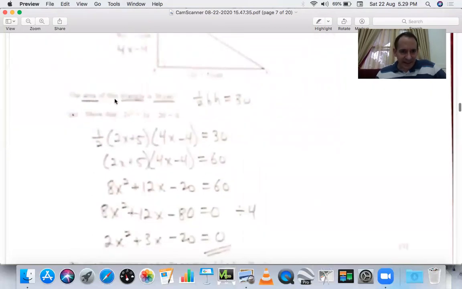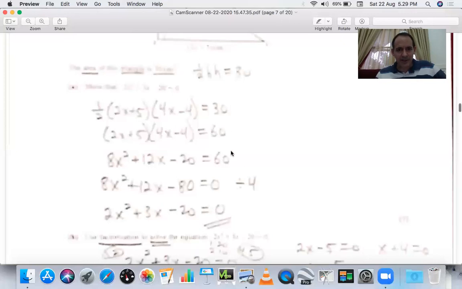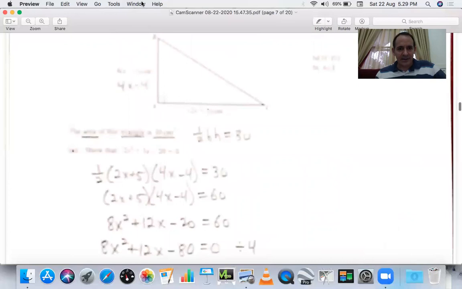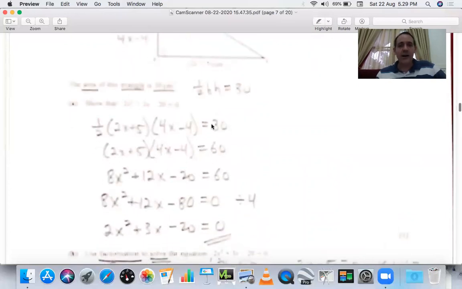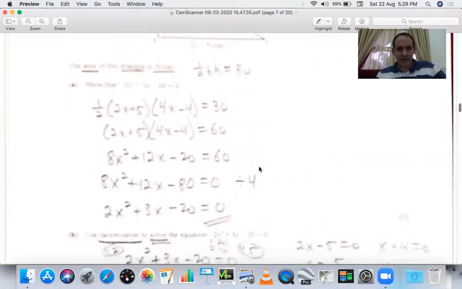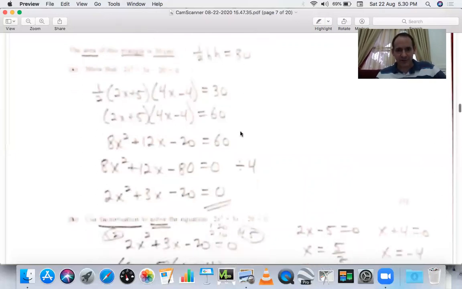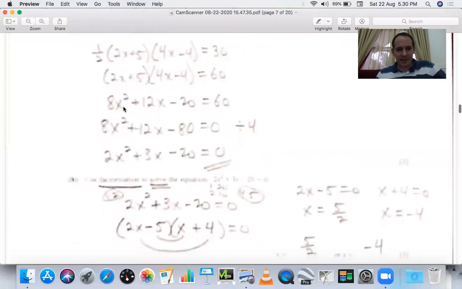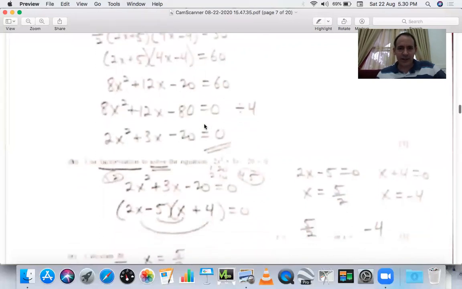Then it says the area of the triangle equals 30. So that's why area of a triangle is 1/2 base times height equals 30. So I just put in the parts. 1/2, the base is 2x plus 5. The height is 4x minus 4. The area is equal to 30. So I just multiplied the 2 from the 1/2 to the other side to give 60. Multiplied out my binomials to get 8x squared plus 12x minus 20.